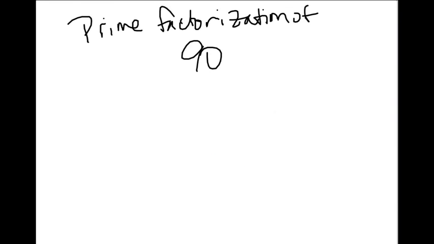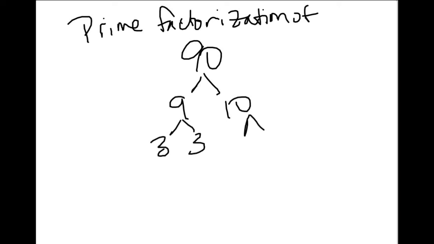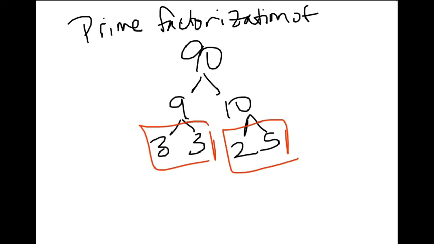Well, how about the prime factorization of 90? Well, 90 is 9 times 10. 9 is 3 times 3, and 10 is 2 times 5. So these are my ends, my prime factors. So the prime factorization of 90 is 2 times 3 squared times 5, because that's how many times they show up.